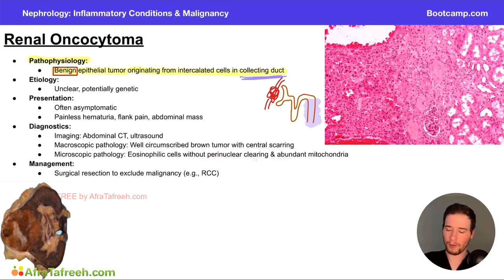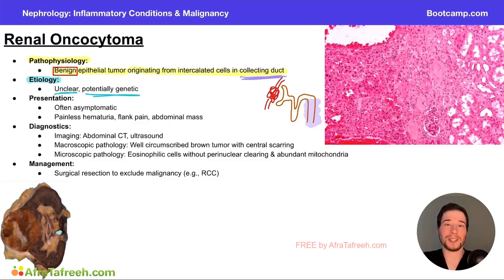Now, if we look at the etiology here, you can see that it's typically unclear. We don't really know why people get this. It's potentially genetic, but there's really not a classic presentation for it. There's not really a classic gene that we know of. There's not really classic sporadic mutations that we're aware of at this time. And because of that, there's not really a classic presentation for it.